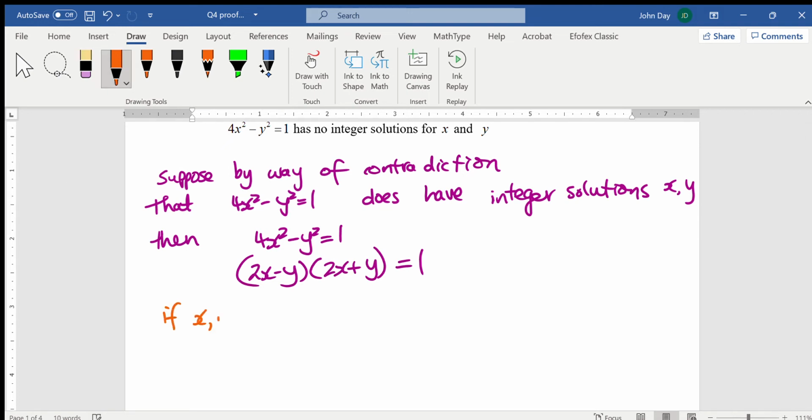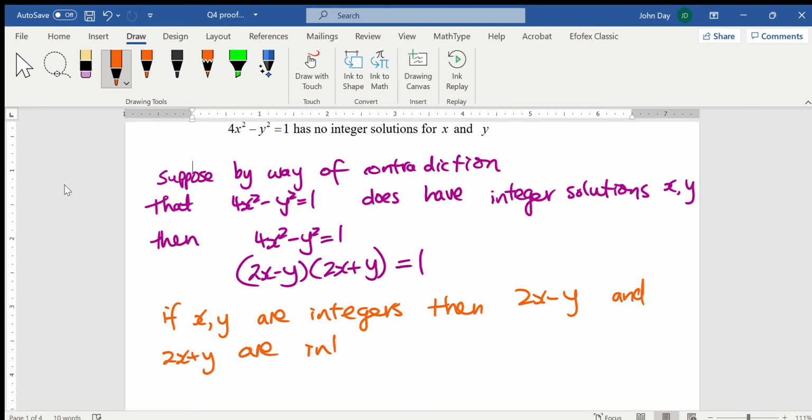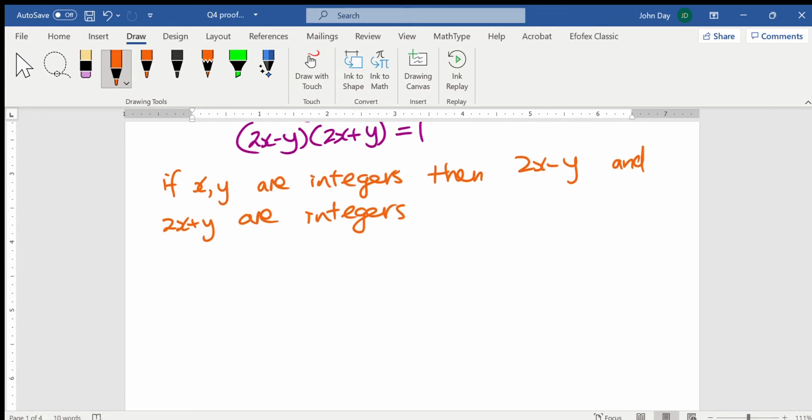So what I would say is, if x, y are integers, then 2x minus y and 2x plus y are integers. So that's the first thing. And then the other thing I want to say, if a times b equals 1, then a and b are both 1, or a and b are both minus 1.